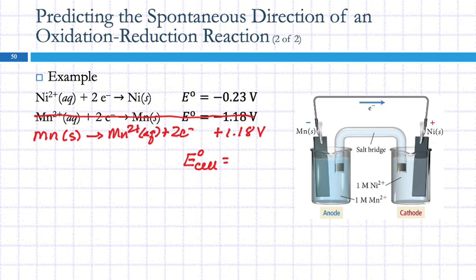So it's not actually asking us to calculate the cell potential, it's just asking us to predict the direction of the oxidation reduction. So the manganese is going to lose electrons, right? Oxidation is loss of electrons. Oxidation and anode both start with a vowel, right? So the anode is the manganese side, and the nickel is the cathode side.